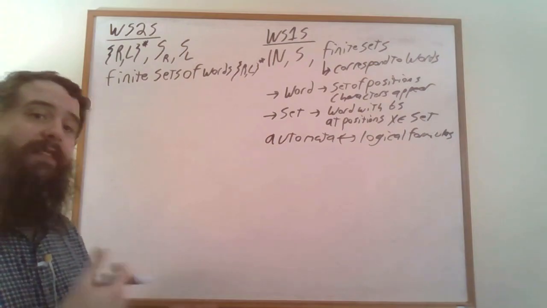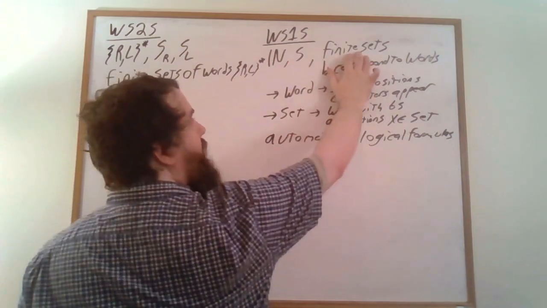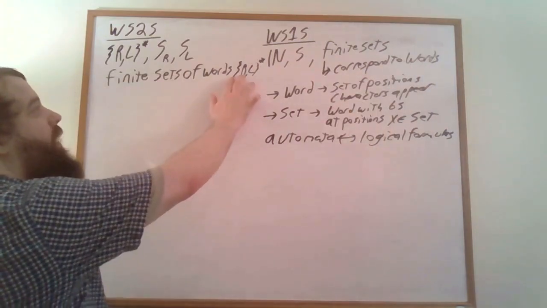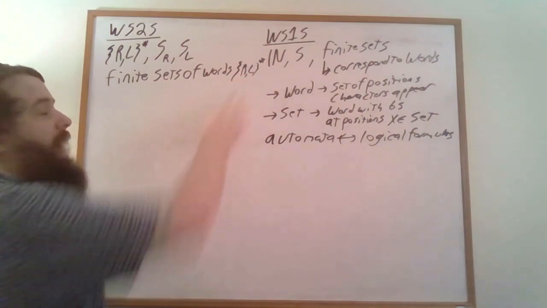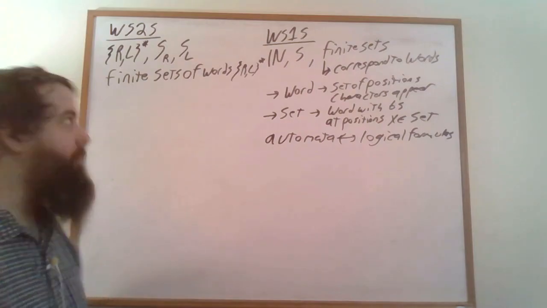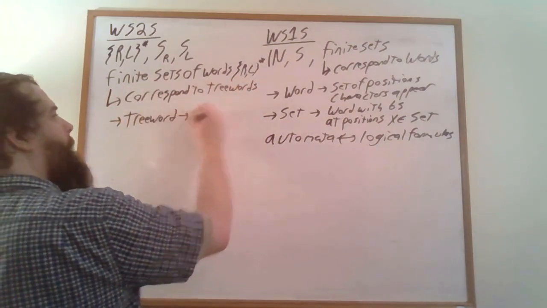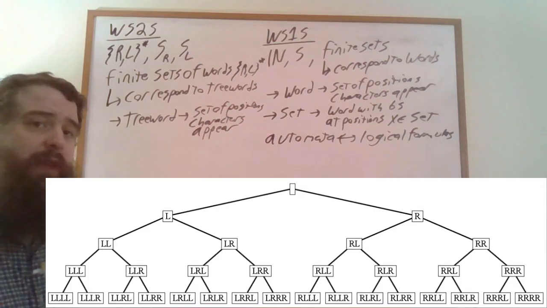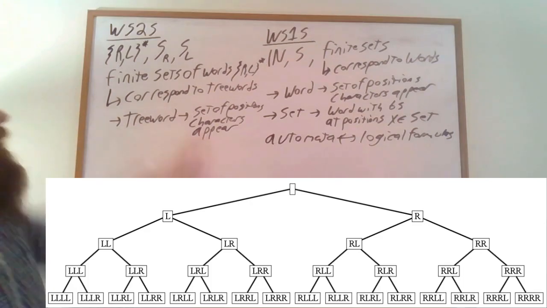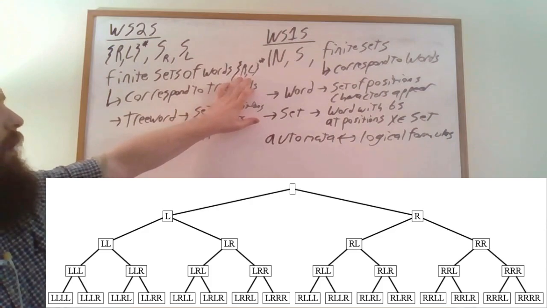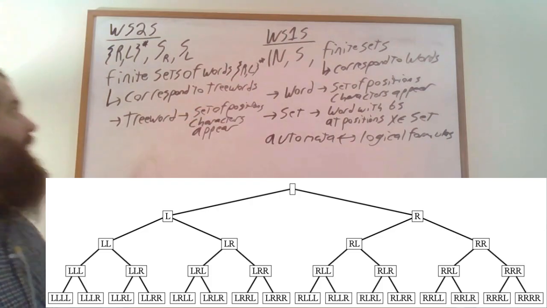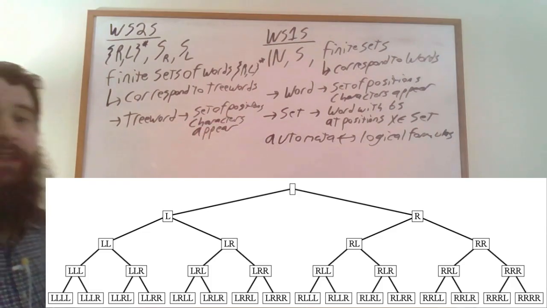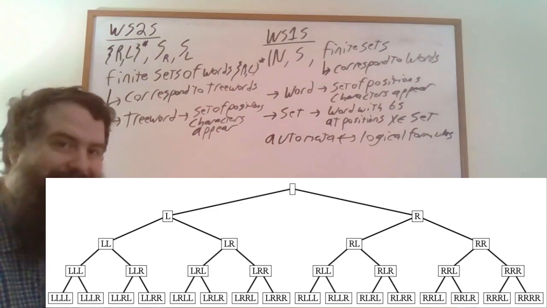And just like how we could translate back and forth between finite sets of natural numbers and words, we can translate back and forth between finite sets of words on R and L and tree words. So the key idea is that positions within a tree word, within a binary tree, correspond to words on the characters R and L. And what that means is that we can translate a tree word into the set of positions where particular characters appear. Let's do an example.